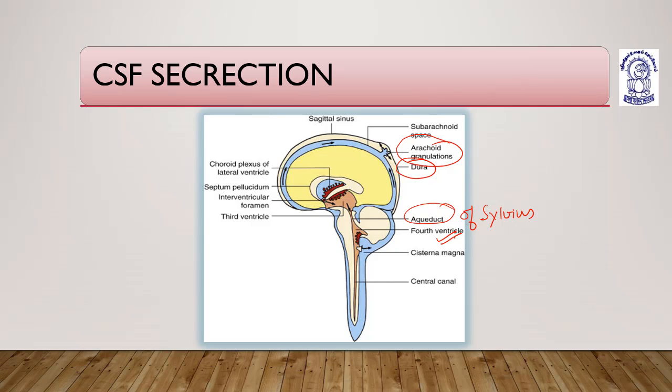This is the fourth ventricle where it is formed actually with the help of anterior choroid plexus, posterior choroid plexus, and lateral choroid plexus. Cisterna magna. This is the central canal. It helps to maintain the continuity.